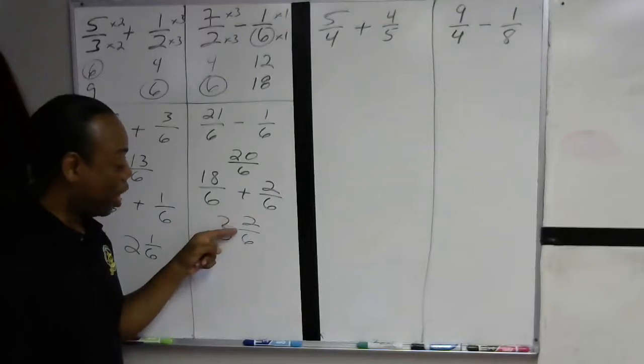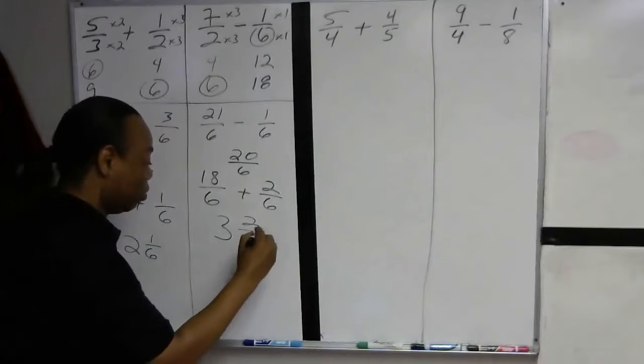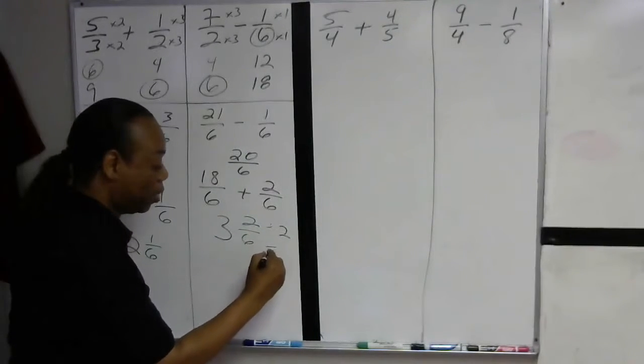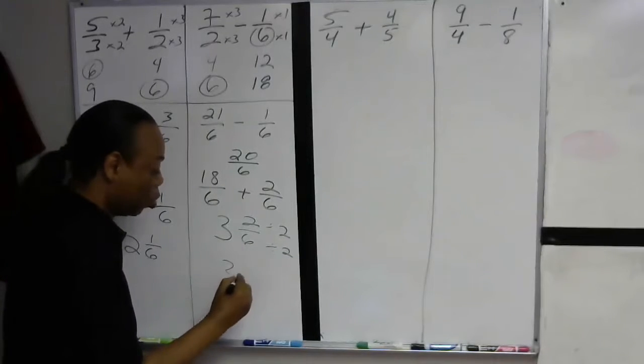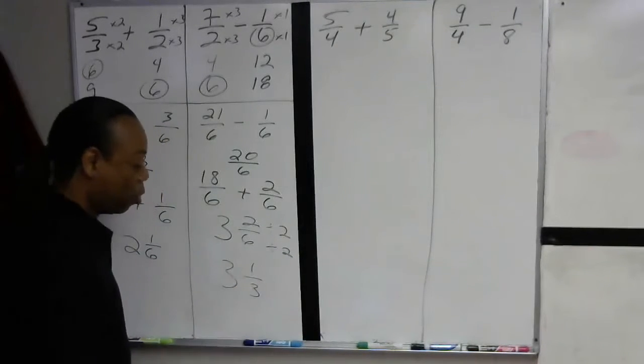Now notice we can divide these both by 2. So let's divide both by 2. So we're going to simplify this. And we'll get 3 and 1/3.